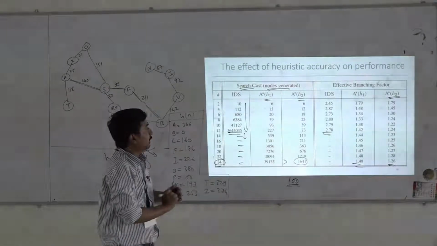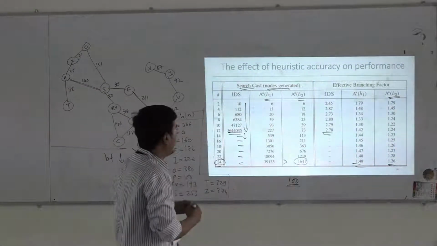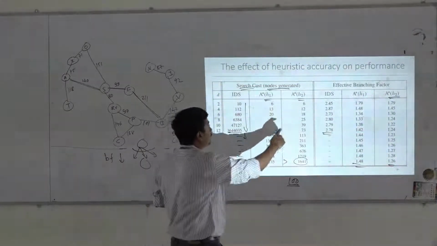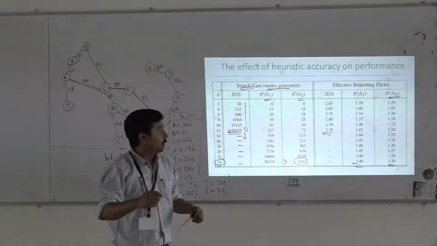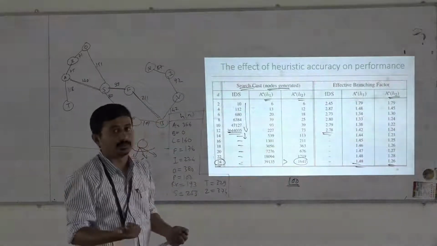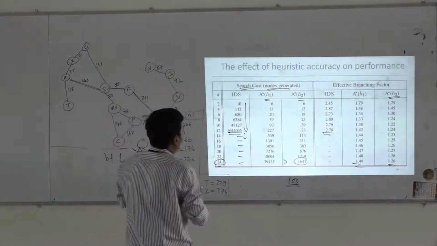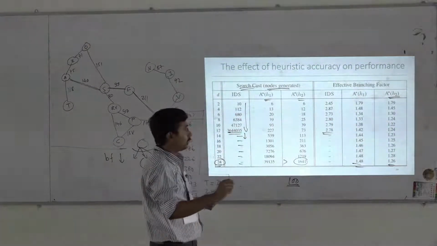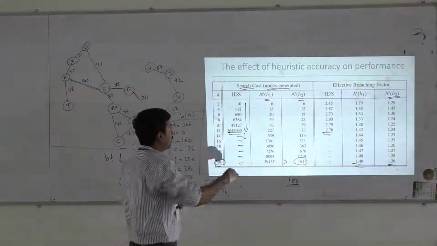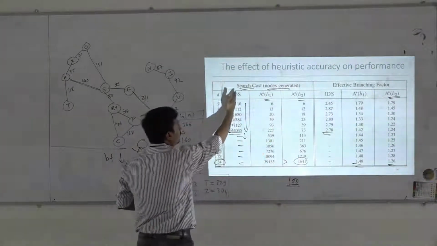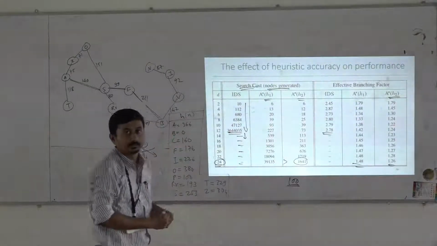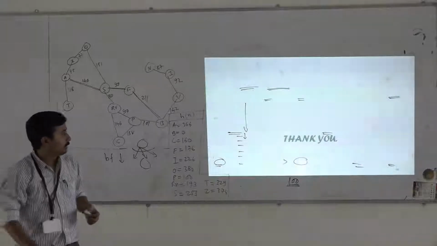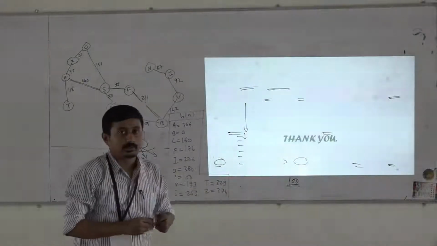We can conclude from these figures that the performance of any heuristic search technique depends on the heuristic function, on the quality of your heuristic function. If you have a better heuristic function, your heuristic based search algorithm or informed search technique will perform well as compared to uninformed search technique. So in this chapter we have seen different search algorithms. We will stop here. Thank you.